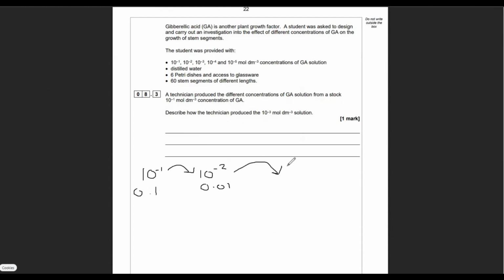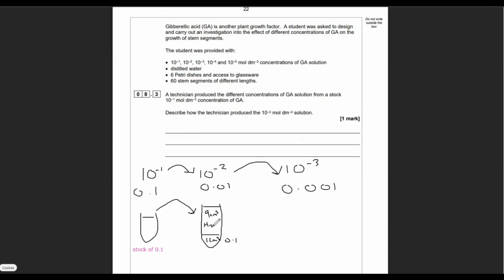Well, first of all, you start with 10 to the minus 1. And if you want to go to 10 to the minus 2, that's 0.01, and 10 to the minus 3 is 0.001. You're just diluting by a factor of 10 each time. So you start off with your 10 to the minus 1 stock solution, which is 0.1 mole per decimeter. I want to take 1 centimeter out of that and add it to 9 centimeters of distilled water. That has diluted it 10 times.